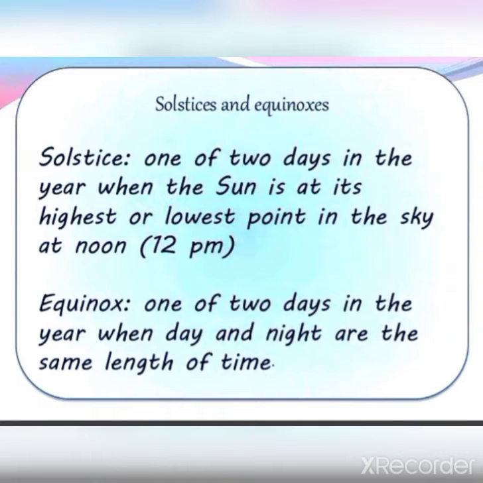Solstice and equinoxes. Solstice is one of two days in the year when the sun is at its highest or lowest point in the sky at noon. Equinox is one of the two days in the year when day and night are the same length of time. So these are the meanings of solstice and equinox.